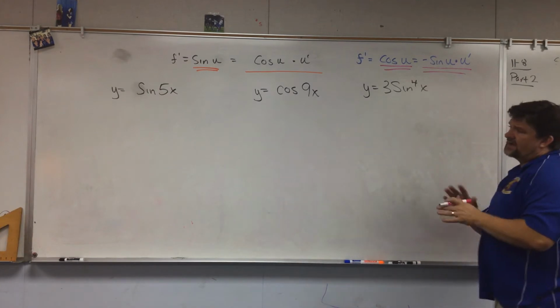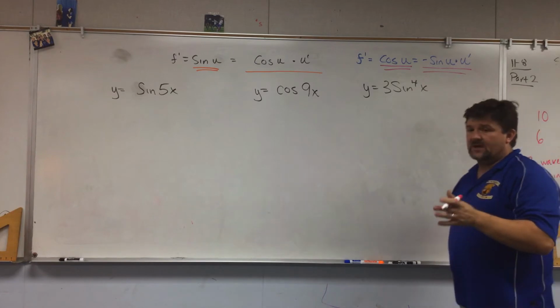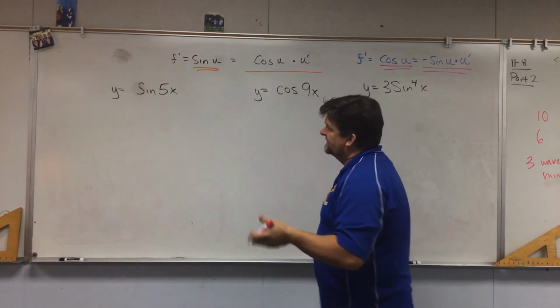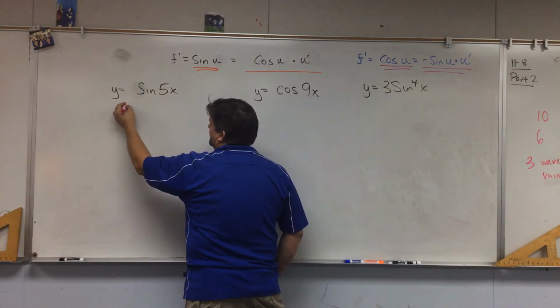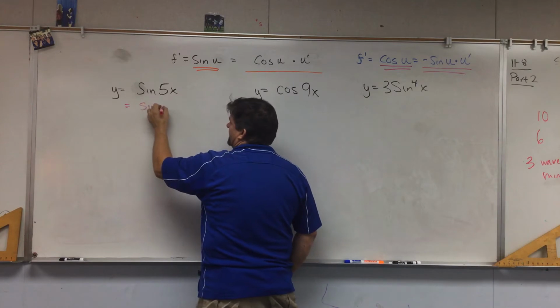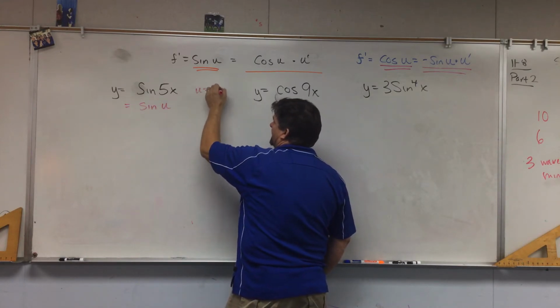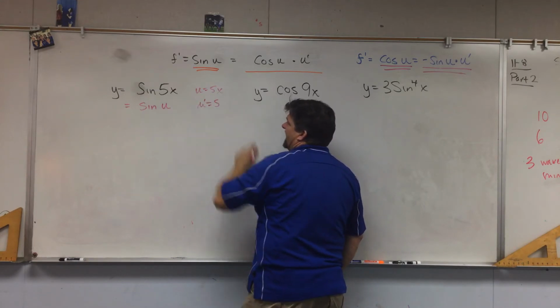So we've got to kind of mess with things just a little bit. If we look at that first example at the top of the worksheet, I'm just going to do these, and then we're going to do some more tomorrow in class, because we probably need to practice these. So I'm going to change this to the sine of u, because u is going to be equal to 5x, and so u prime is equal to 5.